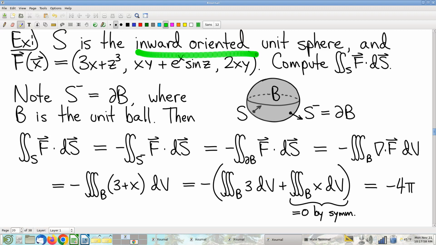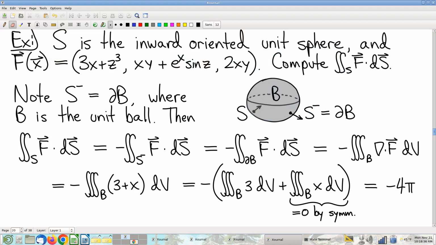And so S, being the inward-oriented unit sphere, is not a boundary. But if you look at the exact same surface, just outward-oriented instead of inward-oriented, that is a boundary of the ball that it contains, orientation and all. And so that blue surface oriented in the outward direction is one to which you can apply the divergence theorem. The green surface is not. The orientation is wrong. It is not a boundary of that solid on the inside. Okay. Everybody happy with that?